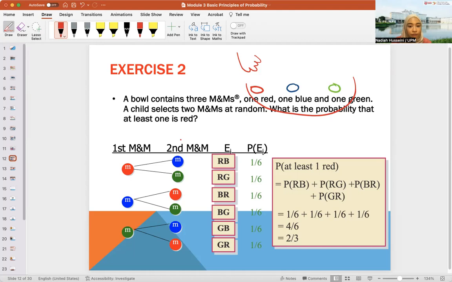It can't be red and red, right? So if the first one is red, the second one should not be red because there's only one red. You can't have another red. So it's either red with blue or red with green.